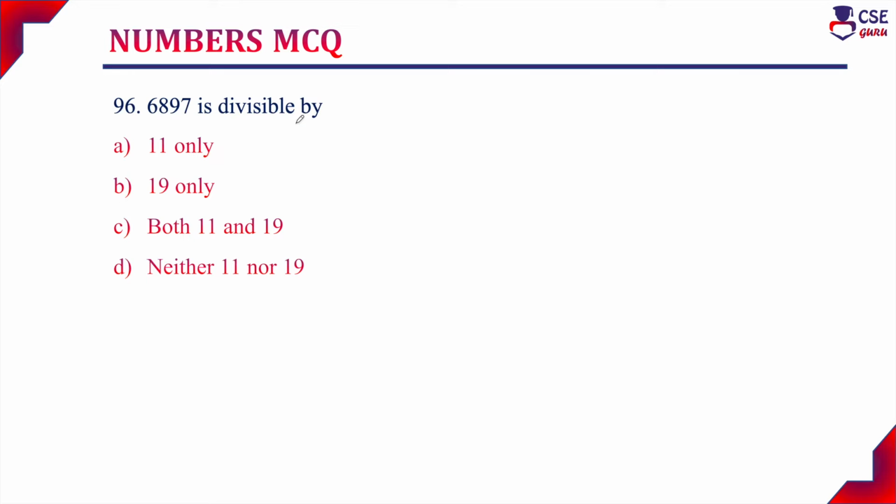6897 is divisible by. So here we need to check divisibility by 11 and divisibility by 19. So the rule for divisibility by 11 is sum of odd numbers minus sum of even numbers. The difference should be either 0 or it should be divisible by 11.